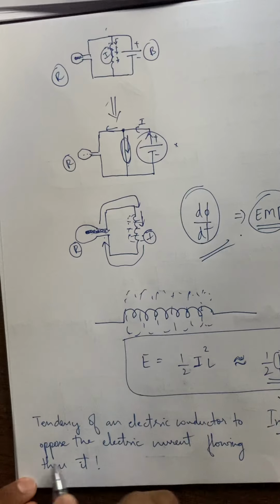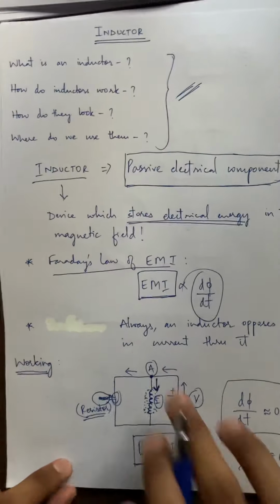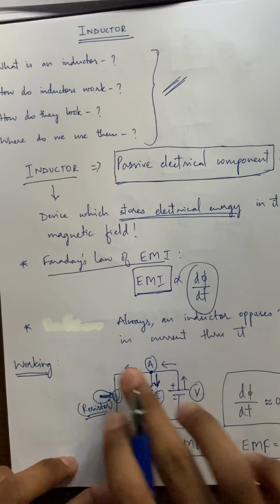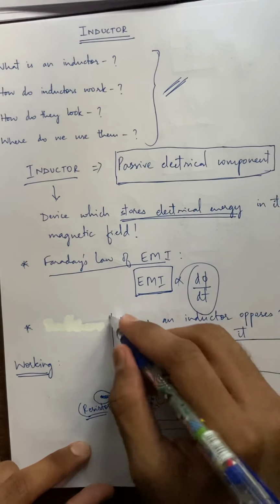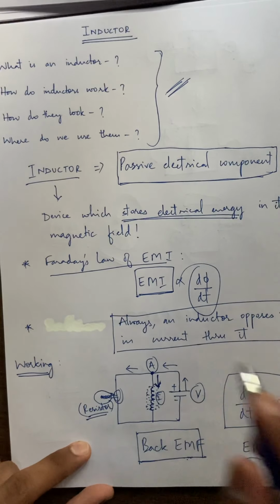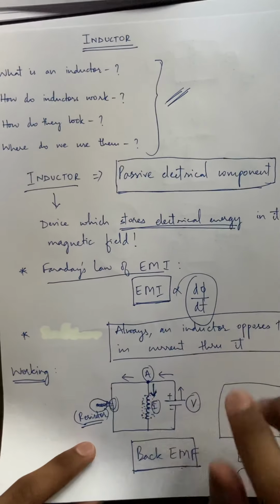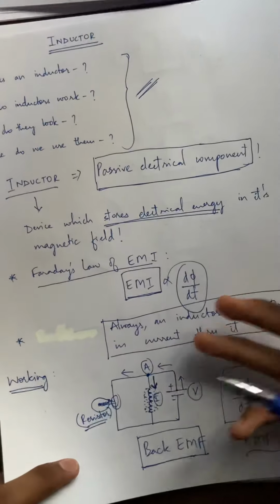Tendency of an electric conductor to oppose the electric current flowing through it. Guys, I already told you at the start: always, an inductor opposes the change in current through it. This is the property of an inductor. This is exactly inductance. I told you that this is a result that we have to assume at the start.